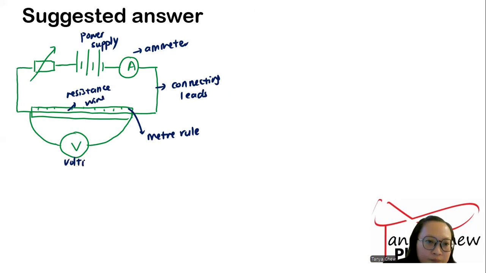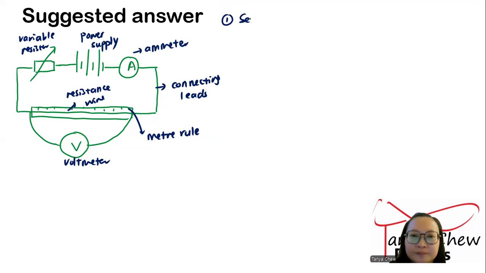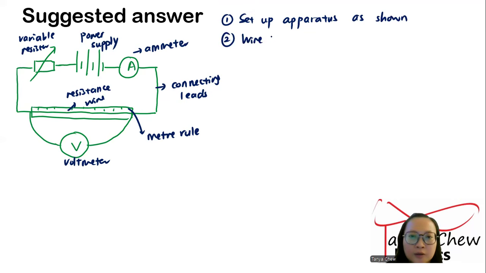This is my voltmeter. And as a safety precaution, I use a variable resistor. That's it. So you could say: set up the apparatus as shown in the diagram. Second, you might want to say a wire of 100 cm or 1 meter is placed on the meter rule, and then the power supply is switched on.